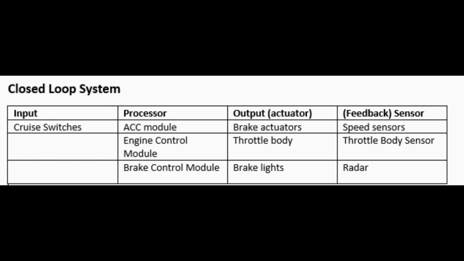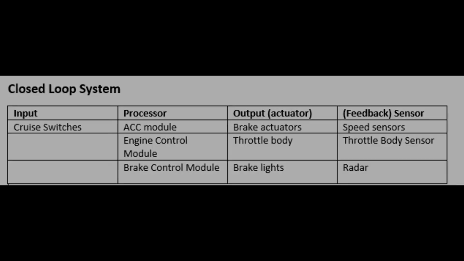The cruise switches on the steering wheel is the input, while the adaptive cruise control module, engine control module, and brake control module is the processor. The brake actuators, throttle body, and brake light is the output, which is the actuator, and the speed sensors, throttle body sensor, and the radar is the feedback, which is the sensor. They communicate with each other to make sure that adaptive cruise control is in the greatest condition.